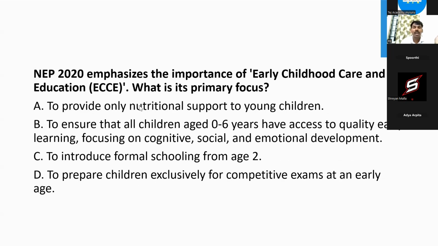Next question. NEP 2020 emphasizes the importance of early childhood care and education, ECCE. What is its primary focus? Option A, to provide only nutritional support to young children. Option B, to ensure that all children aged 0 to 6 years have access to quality learning, focusing on cognitive, social, and emotional development. Option C, to introduce formal schooling from age 2. Option D, to prepare children exclusively for competitive exams at an early stage. Yes, most of you are opting for option B.